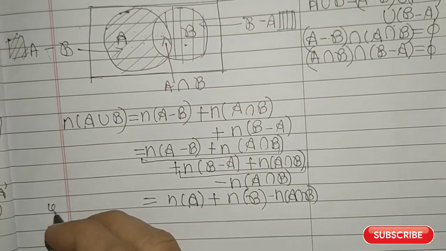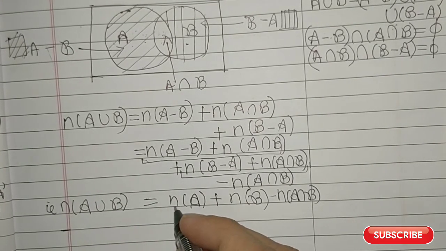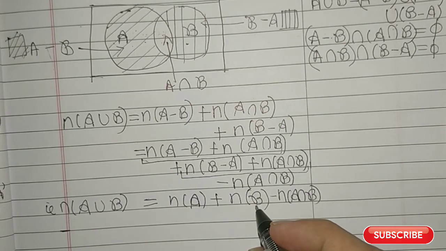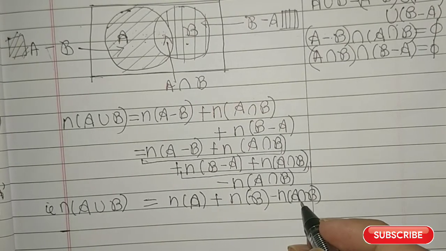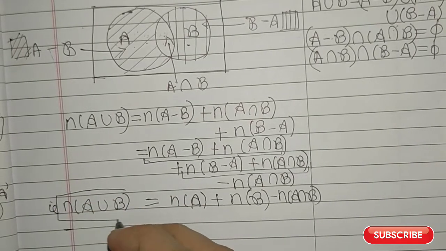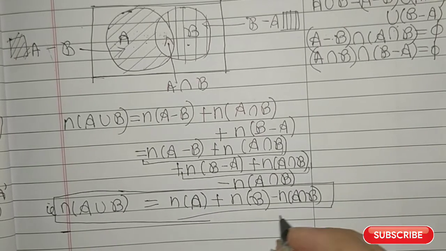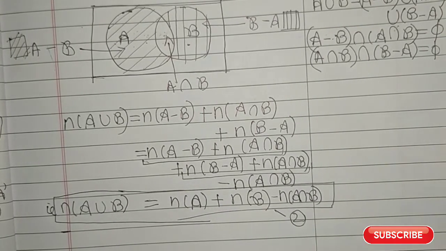So what you got is that the number of elements in A union B is equal to the number of elements in A plus the number of elements in B minus the number of elements in A intersection B. Okay, so this is the second formula.